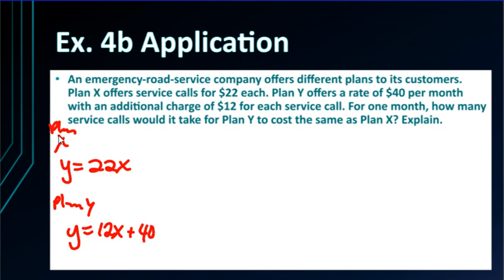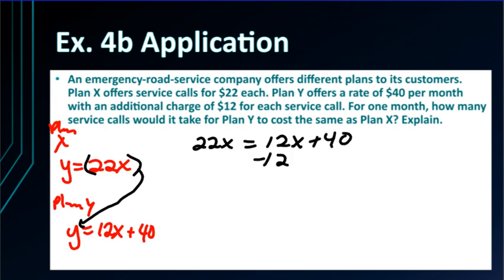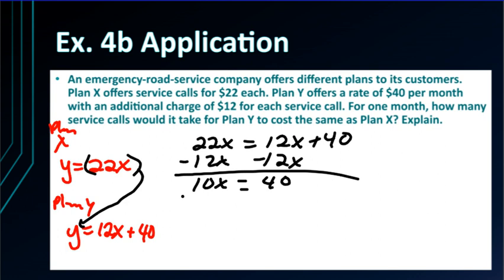For 1 month, how many service calls would it take for Plan Y to cost the same as Plan X? So I gotta see where they cost the same amount. So since they both equal y, I can substitute 22x in for this y. So I have 22x equaling 12x plus 40. Get x's to one side by subtracting 12x. End up with 10x equaling 40. The x by itself, I divide by 10 on both sides. X, the number of calls, would be 4.